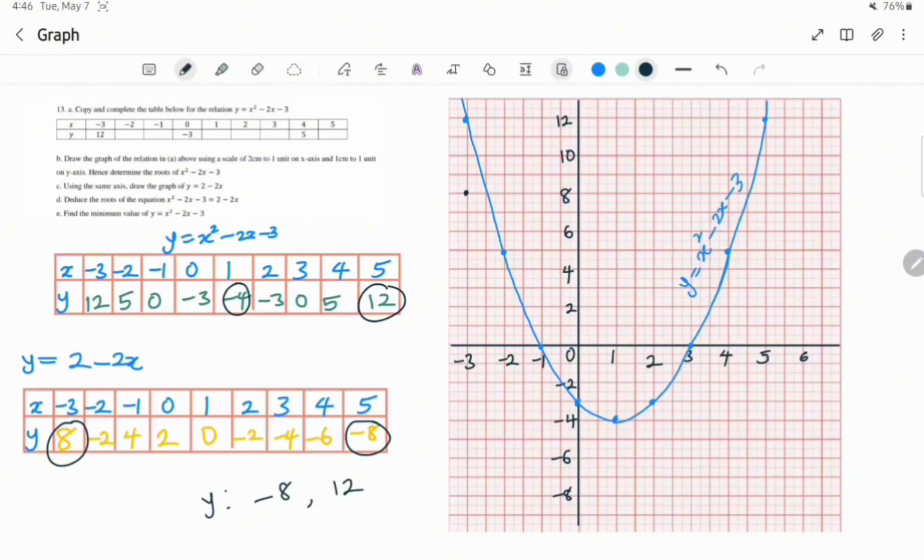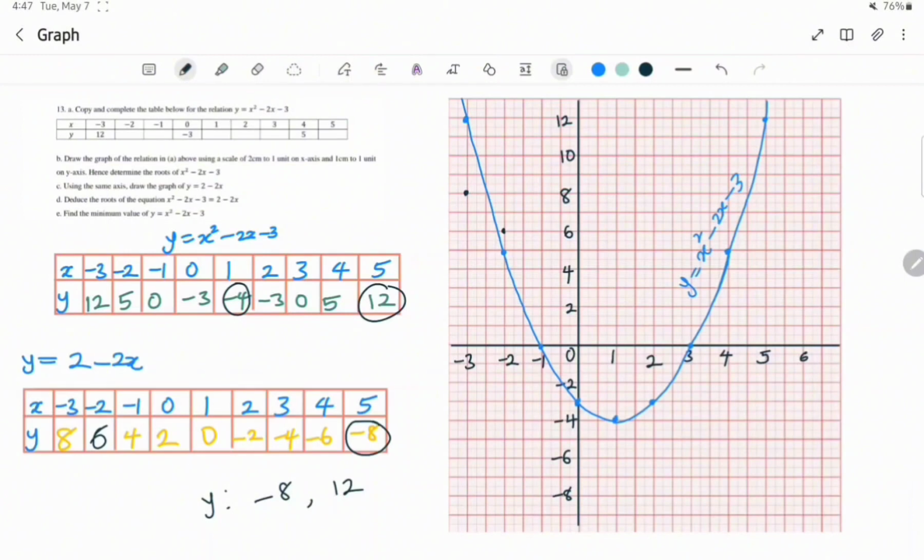When x is negative 2, y is also... Okay, I've made a mistake here actually. The mistake was from when I was copying the table. This is not supposed to be minus 2. This is supposed to be 6. So, pardon me, when we solved it, it was actually correct. It was when I was copying it to this page that I made the mistake. Now, when x is negative 2, y is 6. So, this is the point where x is negative 2 and y is 6.